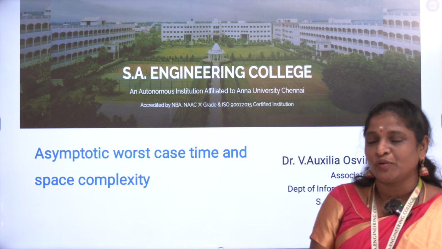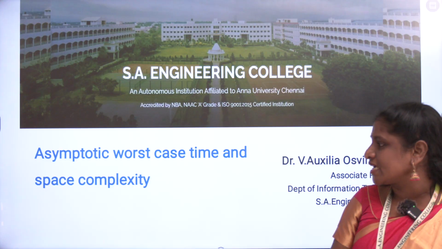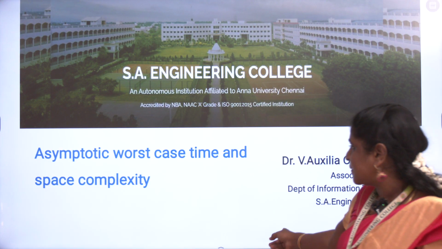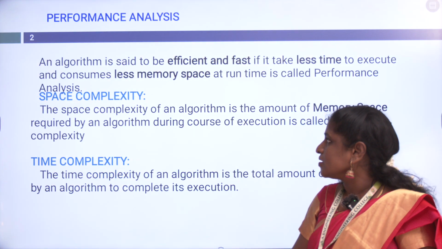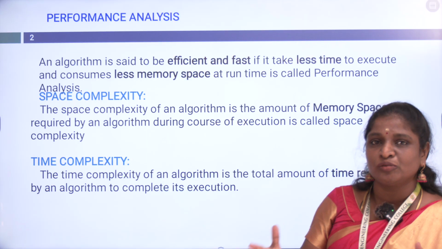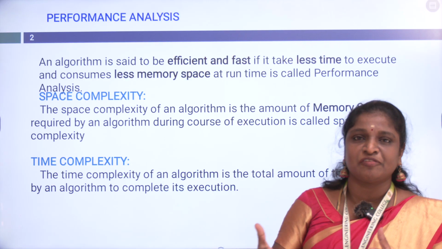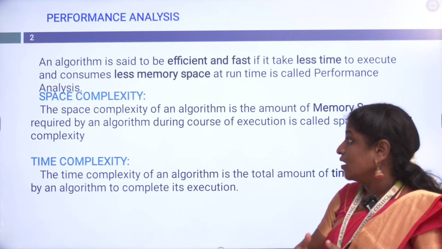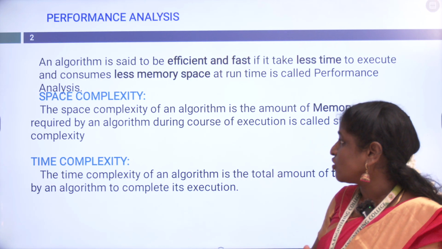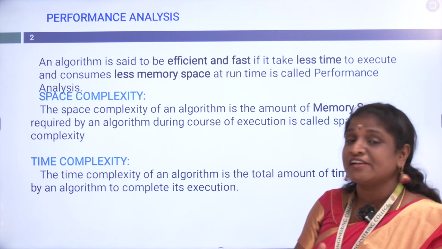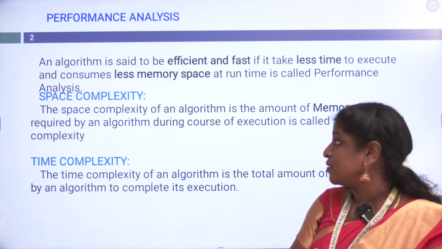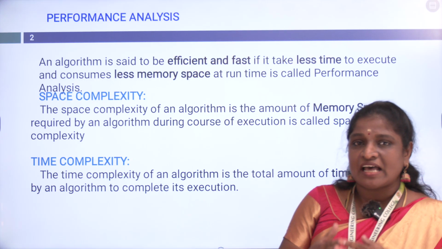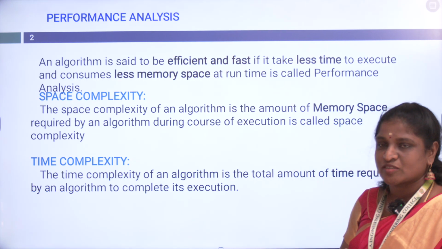Today, I'm going to take the topic Asymptotic Worst Case Time and Space Complexity. Initially, if we want to find the effectiveness of an algorithm, we have to analyze its performance. While analyzing the performance of the algorithm, we need it to be efficient and fast, and we need less memory space. This can be evaluated by time and space complexity.